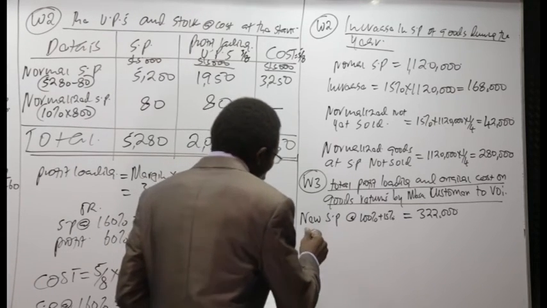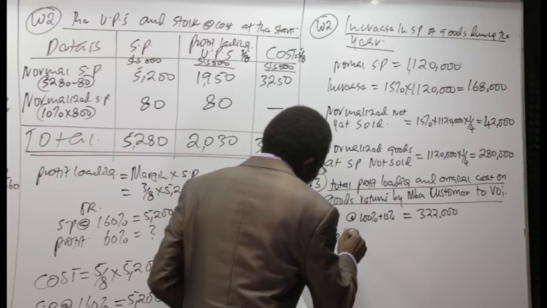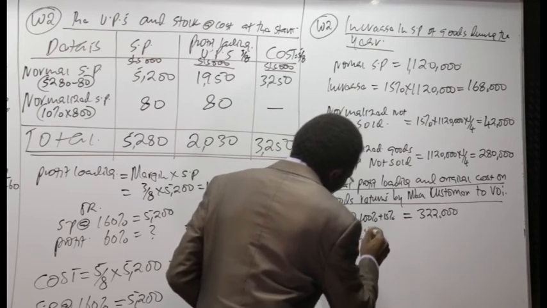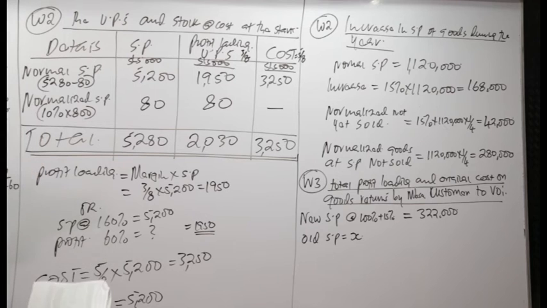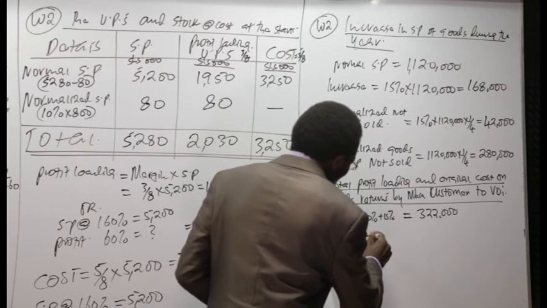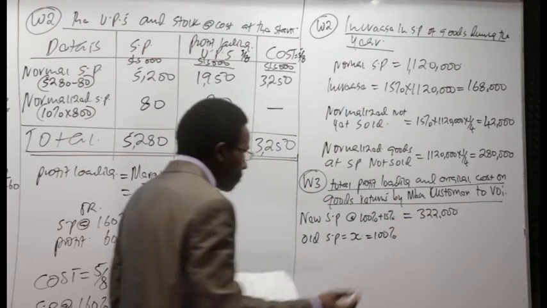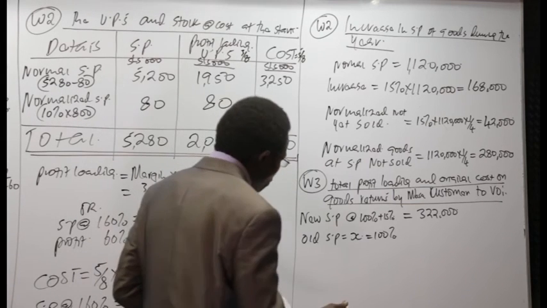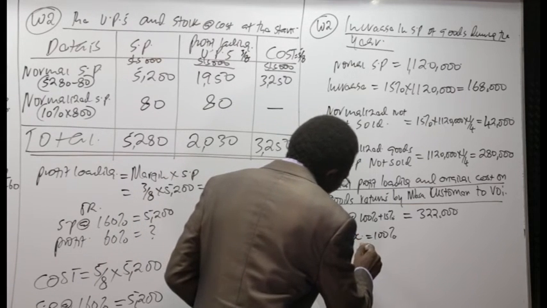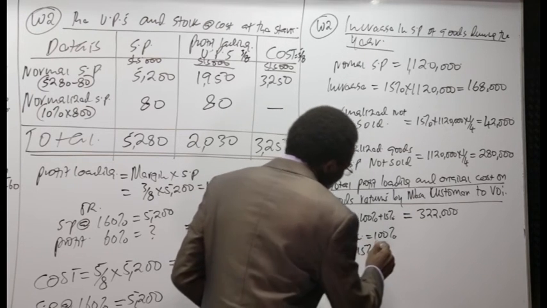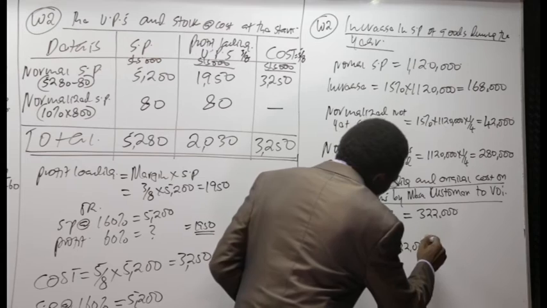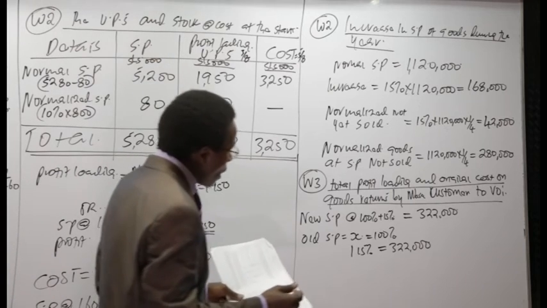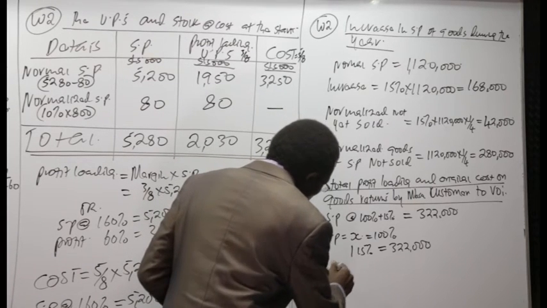Now let me say the old selling price is X. Or we just say it is 100%. The old selling price is 100%. Let's say that. So what are we going to do? We say 115% is equal to 322,000. What will be the old selling price?